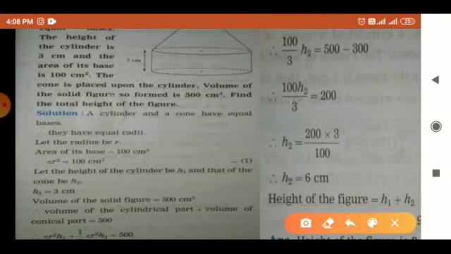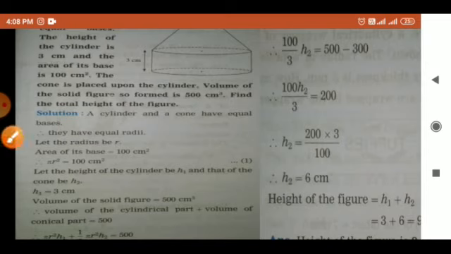So a cylinder and a cone have equal bases. It means their radii will be equal. So let us consider their radius as r, and the area of base is 100. It means pi r square is 100. Now let the heights of the cylinder be h1 and the cone be h2. The value of h1, for the cylinder, is given as 3. So h1 is 3. We have to find h2. After getting h2 we will add h1 and h2, and we will get the total height of the solid.